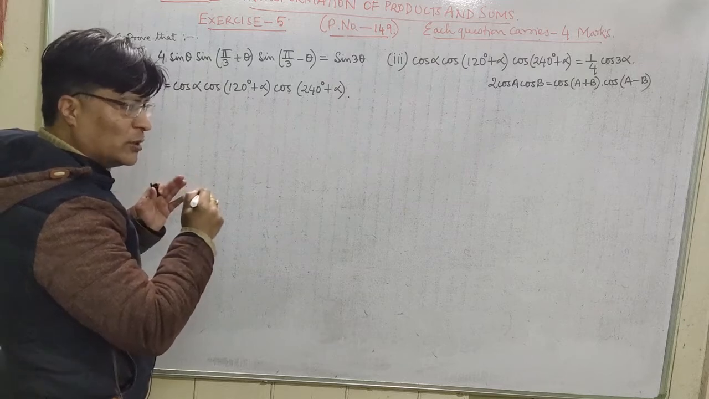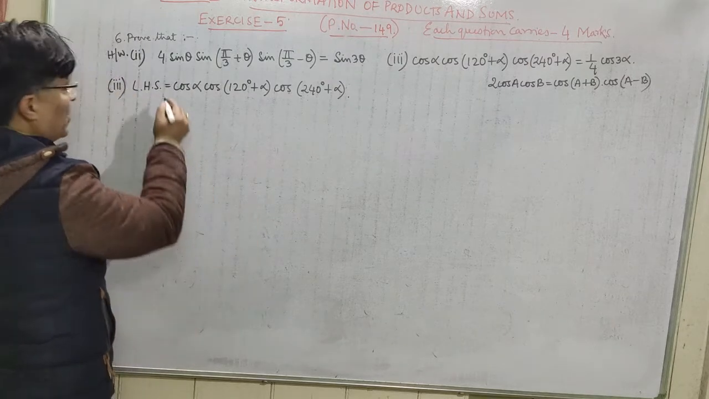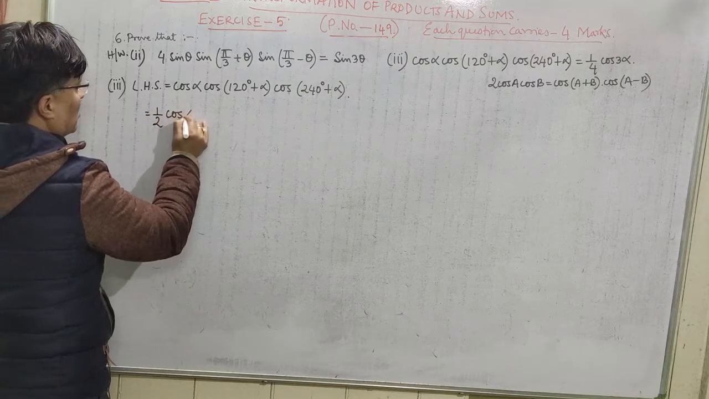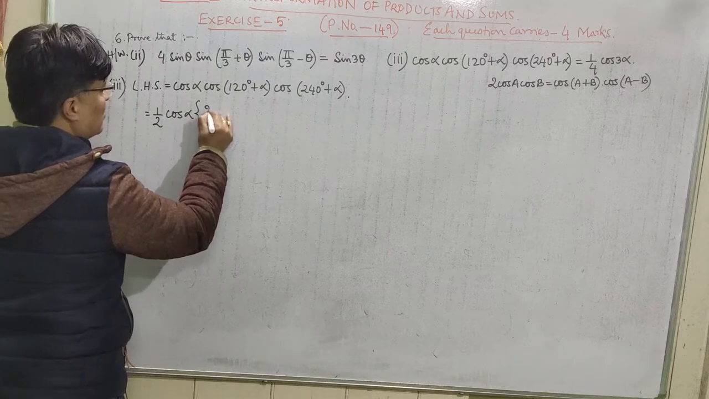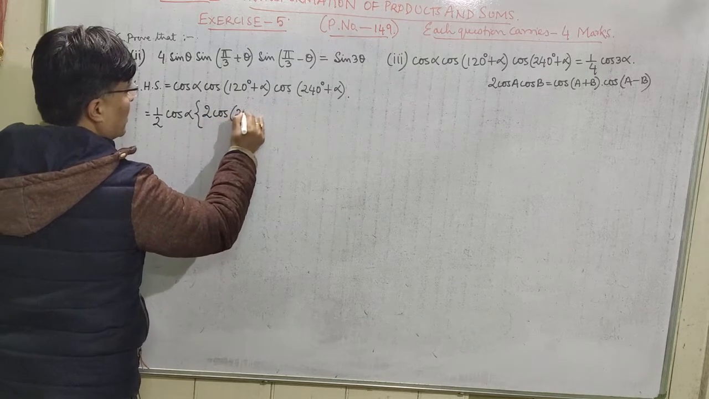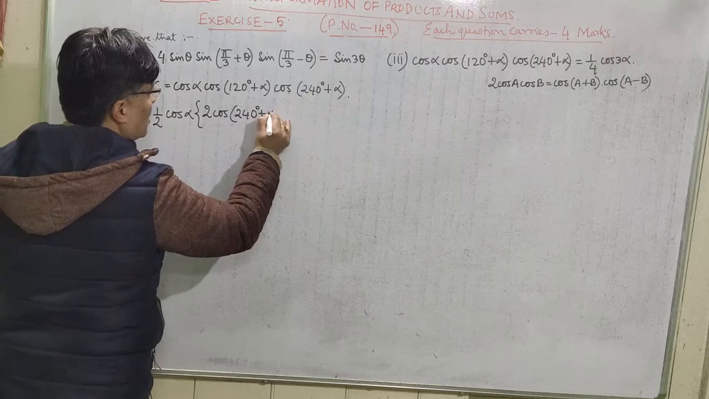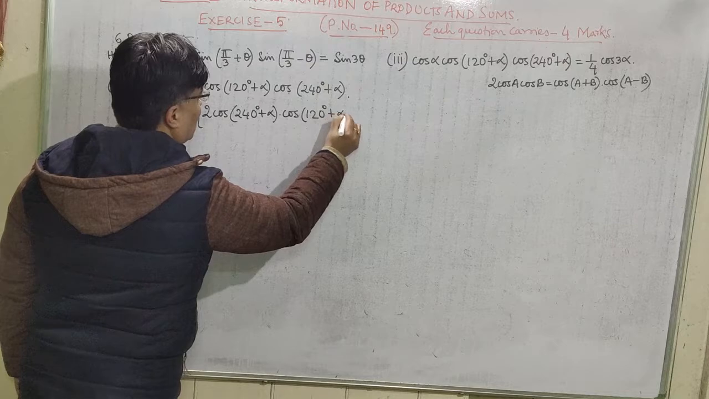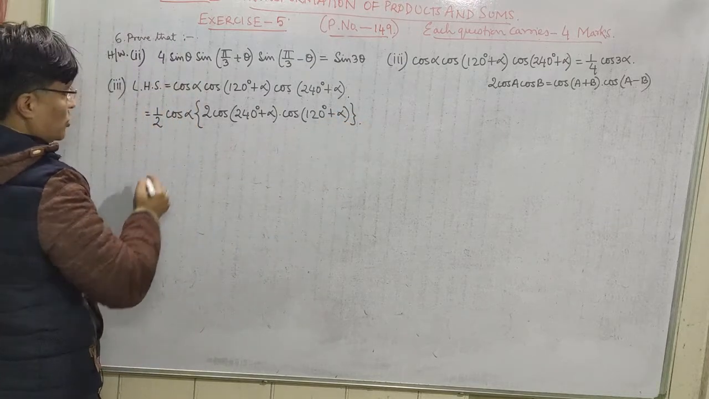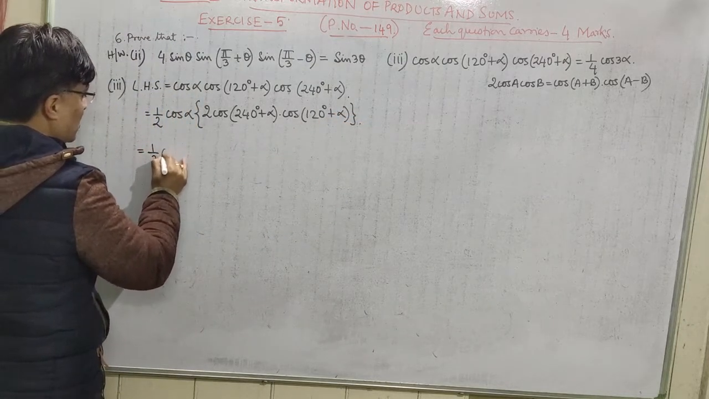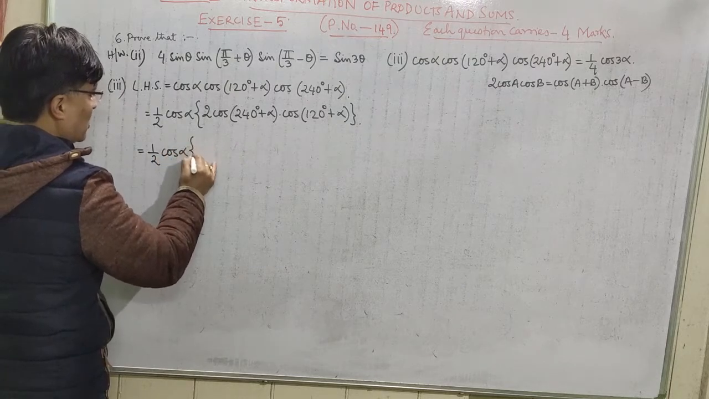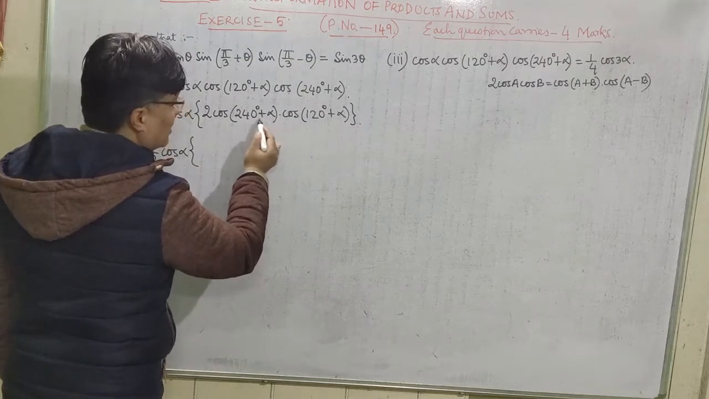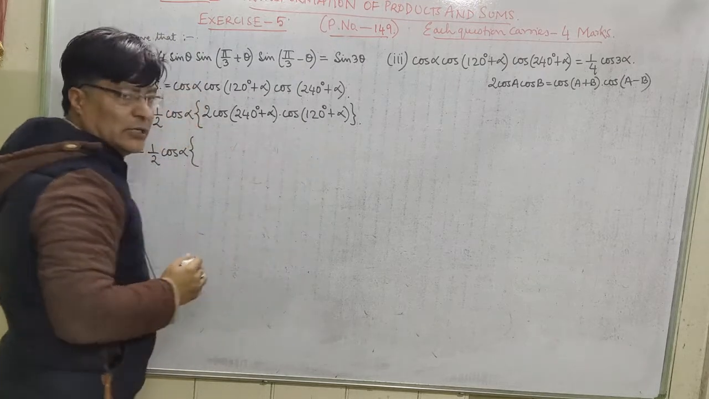So we should write here 2, half into 2, because there is no 2 out here. So let us write half first, then cos alpha within second bracket. Let us write down 2 here. Cos of, which is the greater angle, 240 degree plus alpha into cos of 120 degree plus alpha. Second bracket is closed. Is equal to half cos alpha within second bracket. Now this is 2 cos A cos B. Greater angle is taken as A and smaller angle as B.